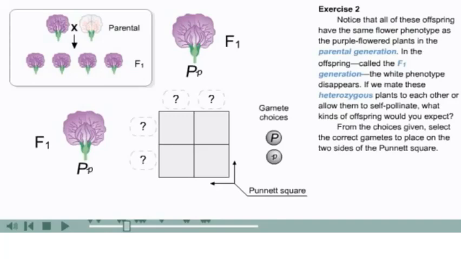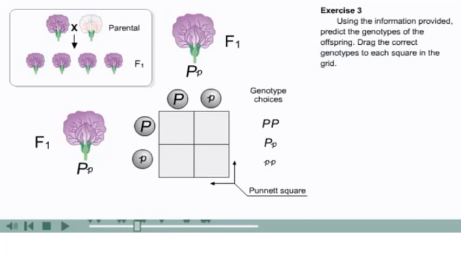Notice that all of these offspring have the same flower phenotype as the purple flower plant in the parental generation. This is called the F1 generation. The white phenotype disappears. If we mate these heterozygous plants to each other or allow them to self-pollinate, then what would you expect? From the choices given, select the correct gamete to place on this.